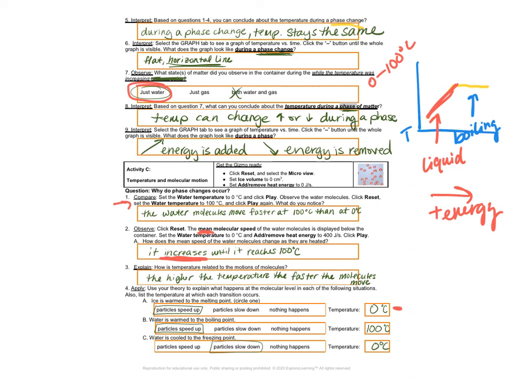Okay. Water is warmed to boiling point. So again, particles are going to speed up, boiling point happens at 100 degrees Celsius. Water is cooled to freezing point. That happens at 0 degrees Celsius. And then if you're cooling it, you're removing energy, the particles are going to slow down.